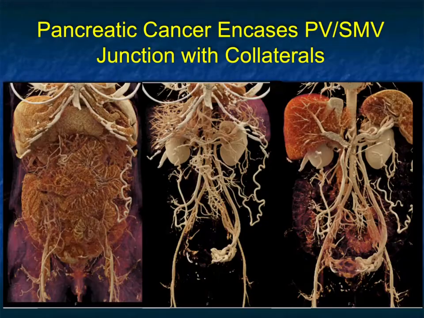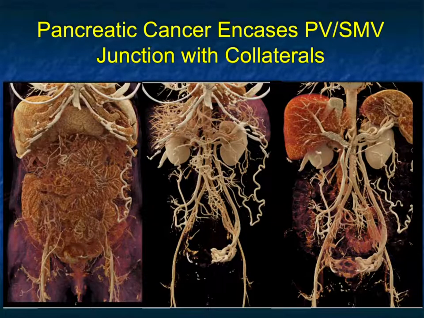We're in the middle of looking at applications, so let's take a look at the pancreas. If you think about these three images, it's the same volume data set, but depending on what we're trying to highlight. This is a patient with a tumor in the body of the pancreas with occlusion of the splenic vein and narrowing of the portal vein SMV confluence. You can see many of the collaterals present.